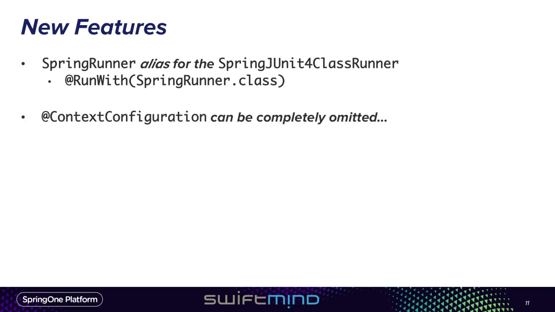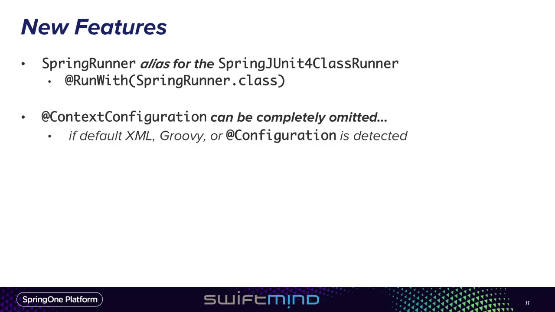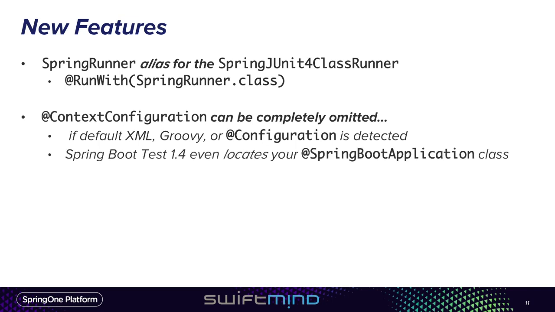Another feature that was kind of driven by Boot here is the ability to omit the @ContextConfiguration annotation completely if Spring can detect default XML files or Groovy scripts or @Configuration classes. And in the case of Spring Boot Test 1.4, that does some other magic. Spring Boot will actually use classpath scanning to find your configuration class that's annotated with @SpringBootApplication. So basically just less to type in as a feature here.